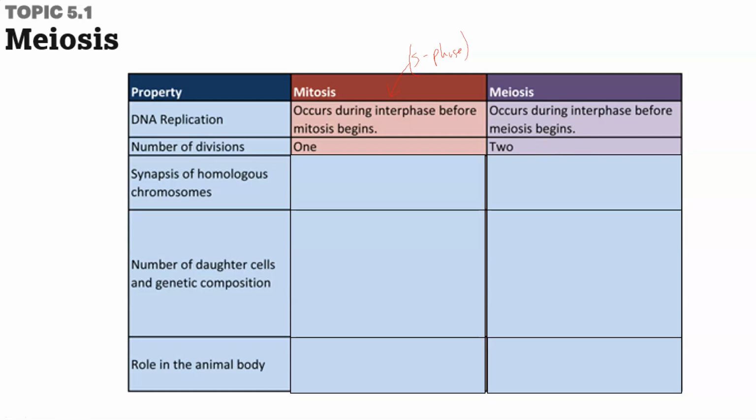So I want you to think about this. If there are two divisions in meiosis, how many daughter cells do you think you would end up with in meiosis compared to mitosis? Go ahead and think about that. We will come back to it.